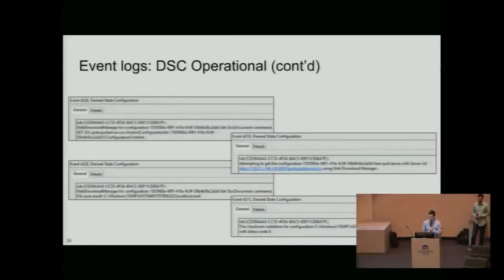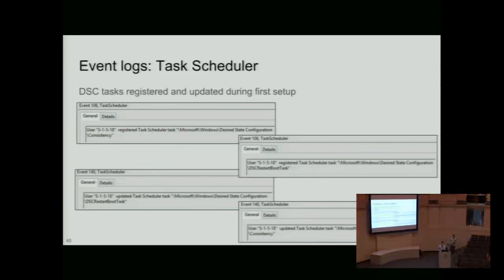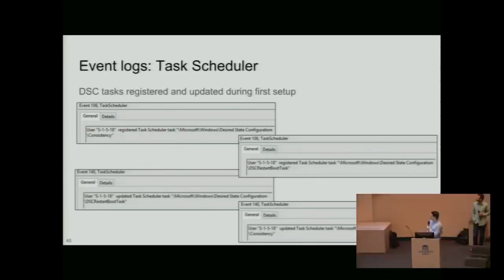More of the same in this slide. And then finally, the task scheduler registers the task, the DSC consistency task, during first setup. And when you update the configuration or change anything, that task likewise gets updated. You can see these events are captured in the task scheduler log, and again, might be a good thing to monitor in your SIEM if you're looking for this.